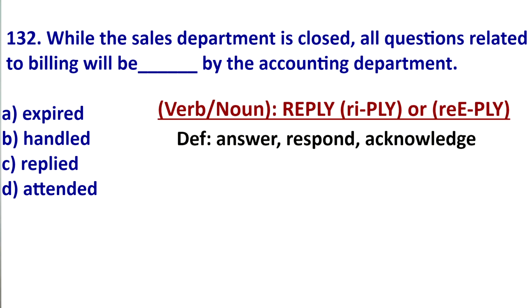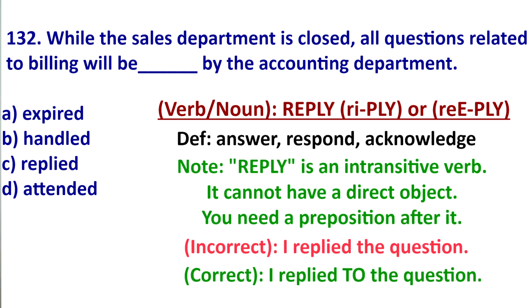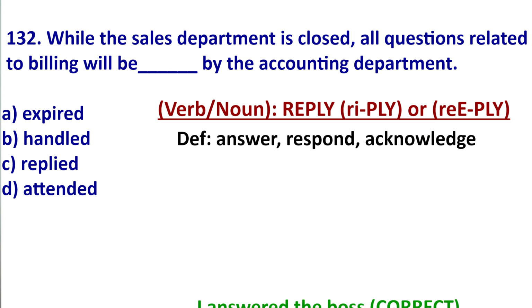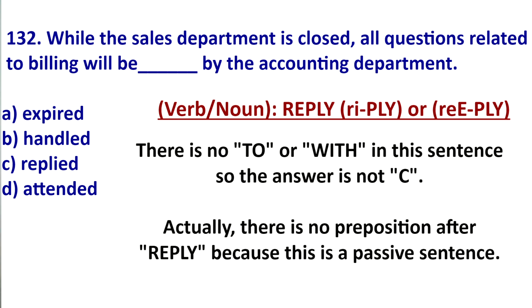Now let's look at C. Reply. Reply means answer, but after reply, you cannot have a direct object. For example, if I said I replied the question, this is incorrect. I will need a preposition after reply. So I replied to the question. I replied with an answer to the question. Another example, if I said I answered the boss, I can say I replied to the boss. There is no to in this sentence, so reply is incorrect.